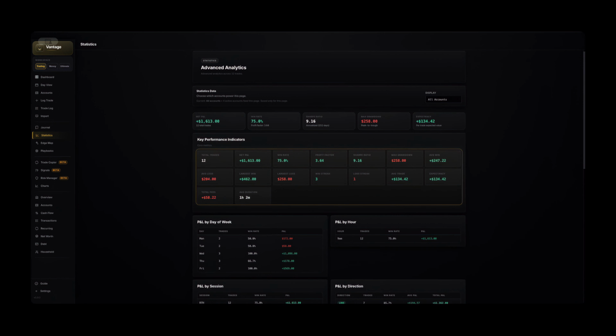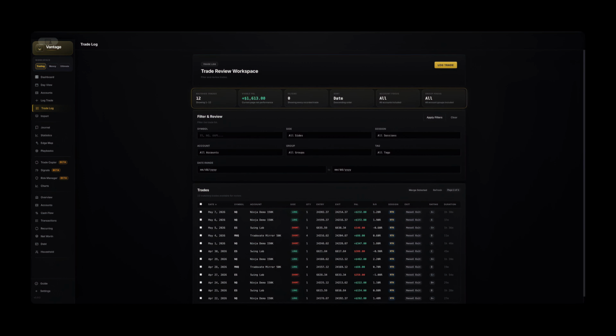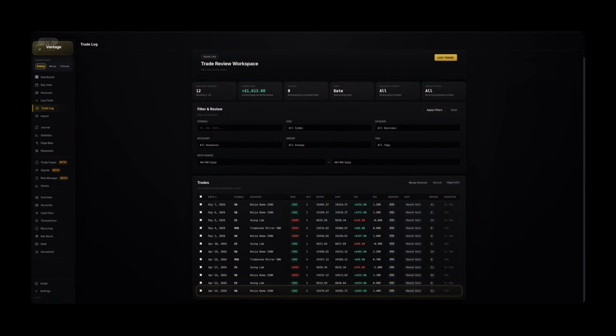Once the statistics give me the question, the trade log gives me the receipts. This is where I stop guessing from the summary. I want to see the actual rows. I want to compare winners and losers. I want to know whether the same setup keeps paying or whether one condition is quietly leaking money. For automated strategies, this matters even more because I did not manually click into most of these trades. I might remember the market being clean, but the trade log tells me what the system actually did.